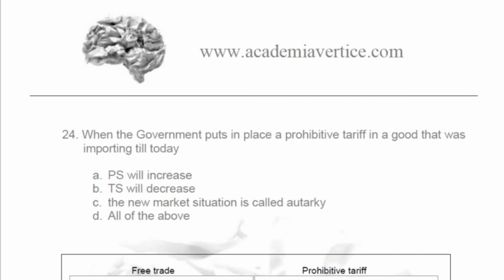Okay, let's continue from question number 24, sorry. When the government puts in place a prohibitive tariff on a good that was imported until today, the producer's surplus will increase. Of course, the producers will be very happy. Total surplus will decrease. Of course, yeah. This is the same as saying that we lost. The new market situation is called autarky. Yes, yes. So all of the above.